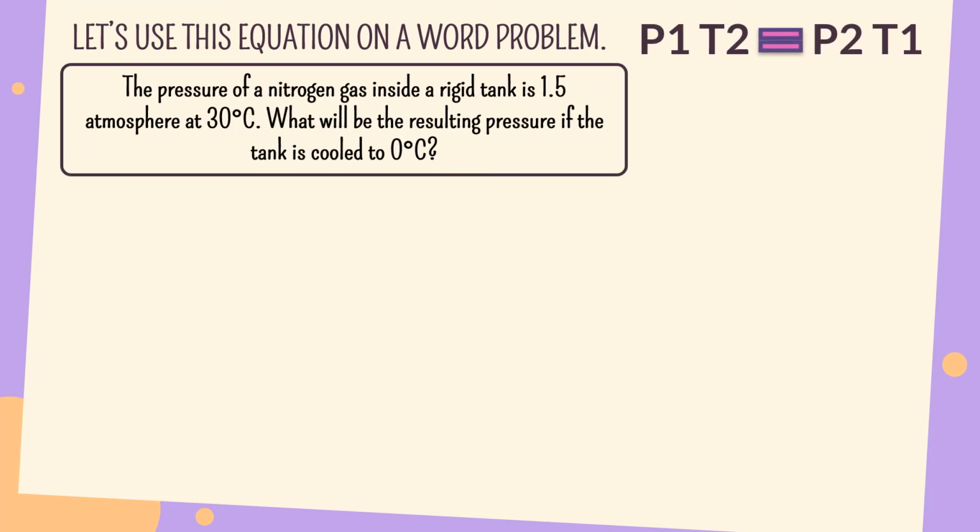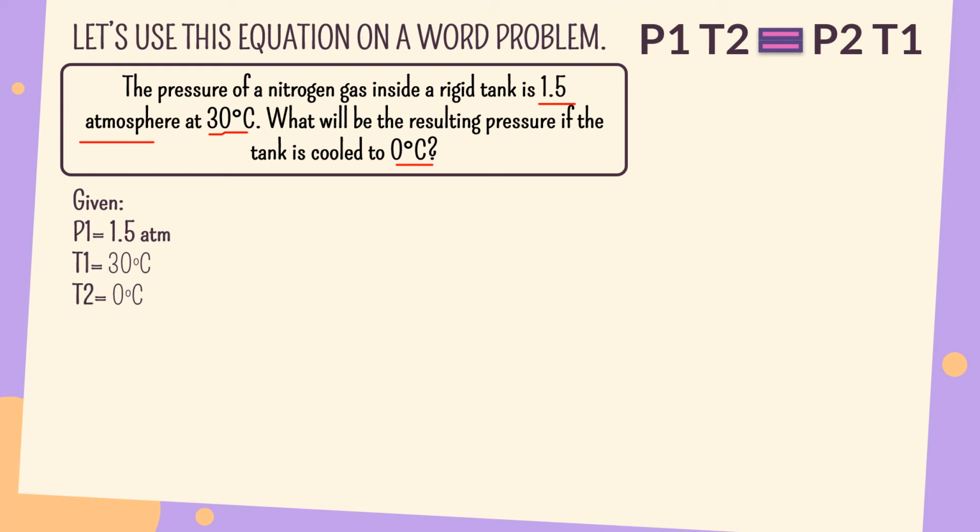So let's say the pressure of a nitrogen gas inside a reagent tank is 1.5 atmosphere at 30 degrees Celsius. What will be the resulting pressure if the tank is cooled to 0 degrees Celsius? First, let's identify the given quantities. We have 1.5 atmosphere, which is our initial pressure. We also have 30 degrees Celsius, which is the initial temperature, and 0 degrees Celsius, which is our final temperature.